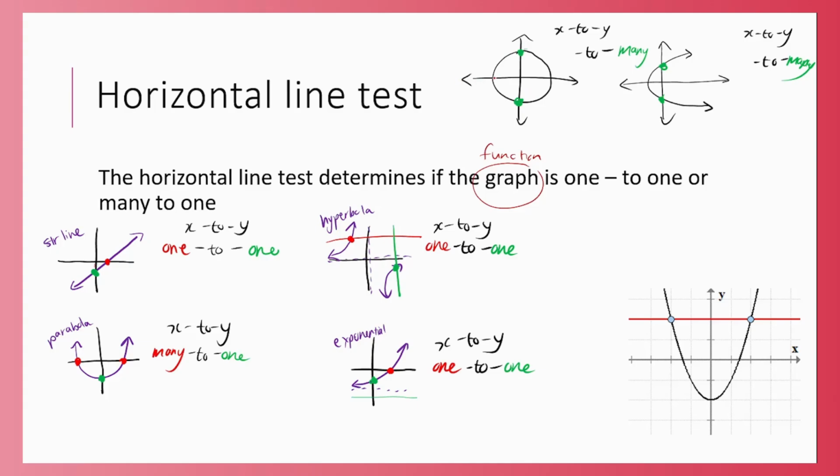And you see horizontally, this one cuts more than once, so it's many to many. And this one only cuts once. Any place, it will only cut once. So this will be one to many. But remember, this green part every time tells you whether it's a function or not. Vertical tells you whether it's a function or not. Horizontal is used to describe it a little bit more.